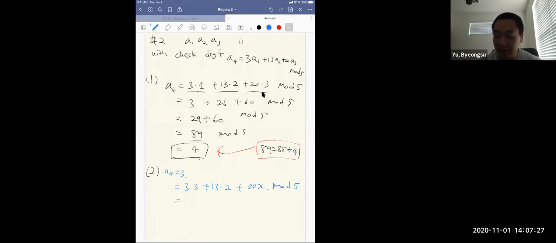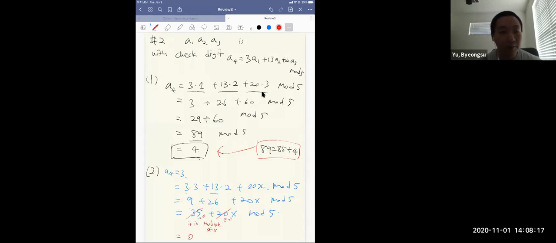Then 3 times 3 is 9, and 13 times 2 is 26, plus 20x mod 5. And if you add 9 and 26, you get 35 plus 20x mod 5, right? But 35 is definitely a multiple of 5, so you can get rid of it. And also this 20 is a multiple of 5, so it is nothing but 0. So you can change it to 0. Then the remaining one is just 0, right?